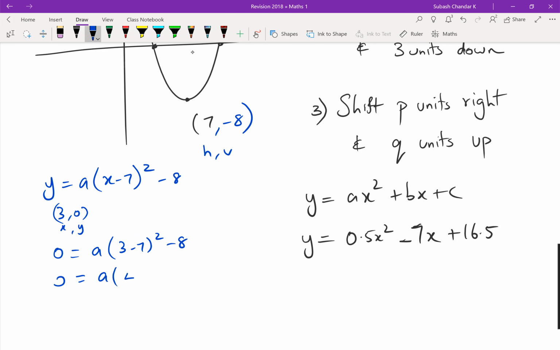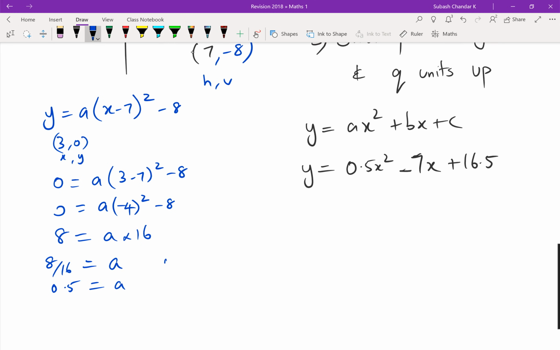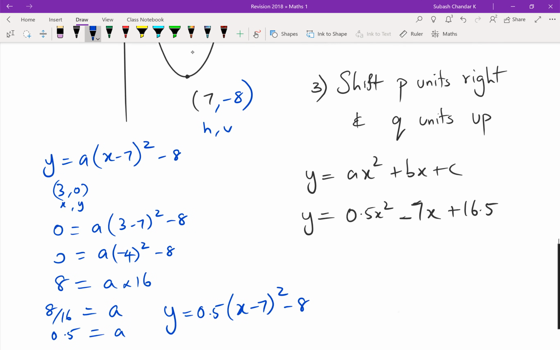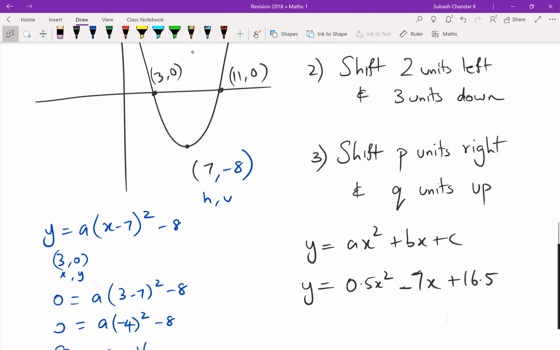Now 3 minus 7 is -4. Rearrange. I've got 8 equals a times 16, which means a is equal to 8 over 16, or 0.5. So my equation here is y equals 0.5 times x minus 7 squared minus 8. Is that all right? Cool? Now, we were doing 2 units left and 3 units down.